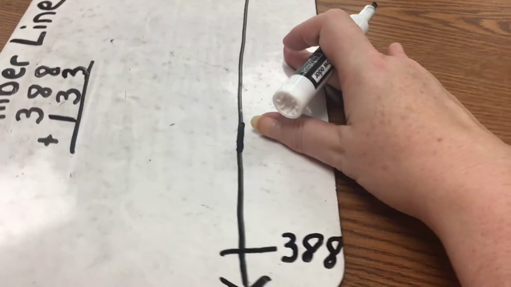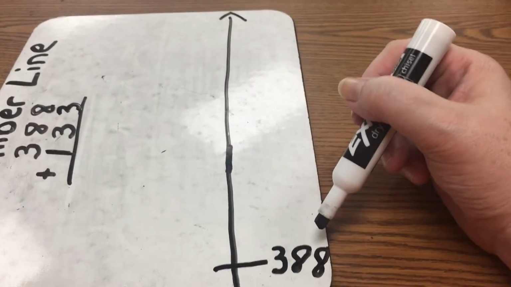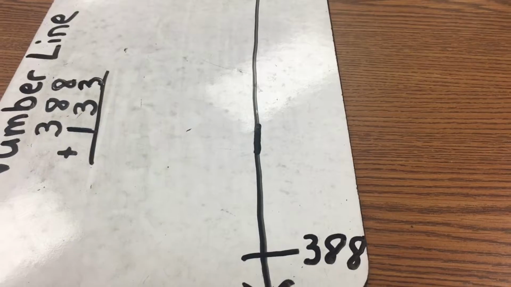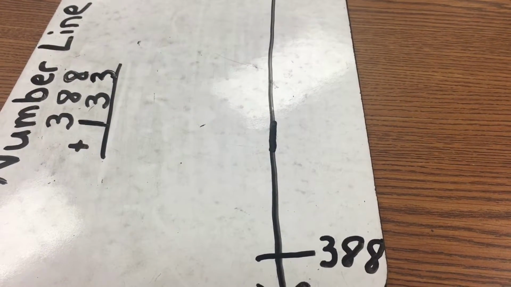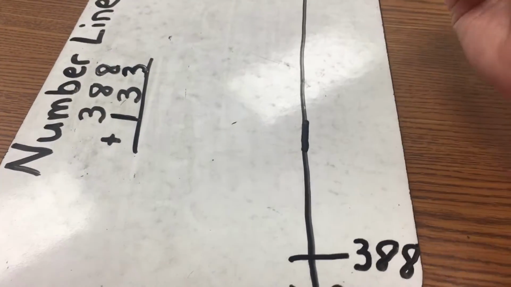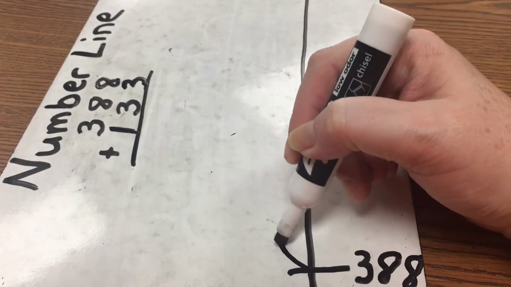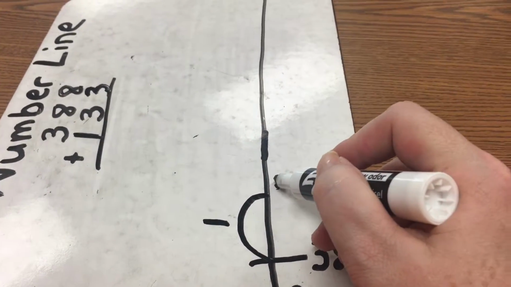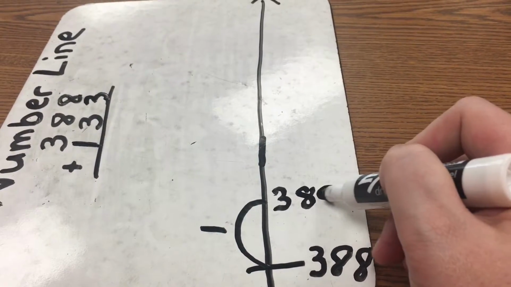And I usually turn that number line and write the numbers going across this way just because it takes up less space. Now, in this case, we're going to start by adding the ones first. As we move across the number line, every time we add a 1, we're going to label it with a 1 and then add in the new number. So, for 133, I have 3 ones. So I'm going to go ahead and put 1, and that's going to give me 389.